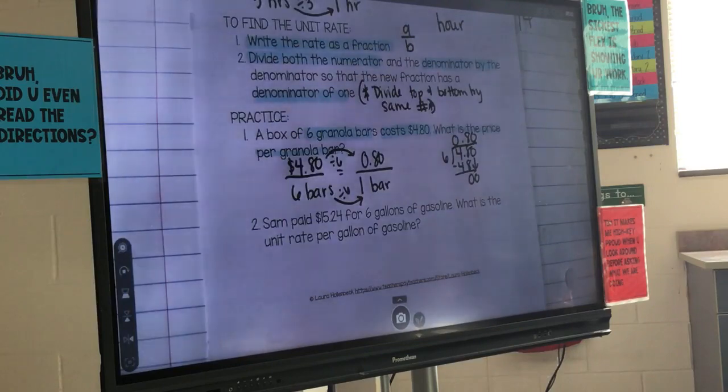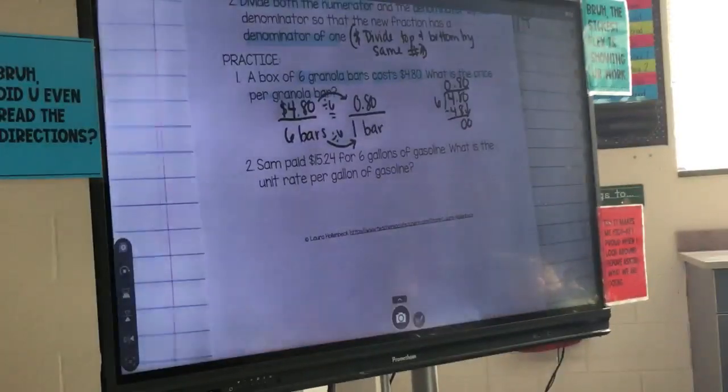All right, the next one, Sam paid $15.24 for 6 gallons of gasoline. What is the unit rate per gallon of gas? You guys are solving this problem on your own. Highlight, solve it, and then stand up when you're done.